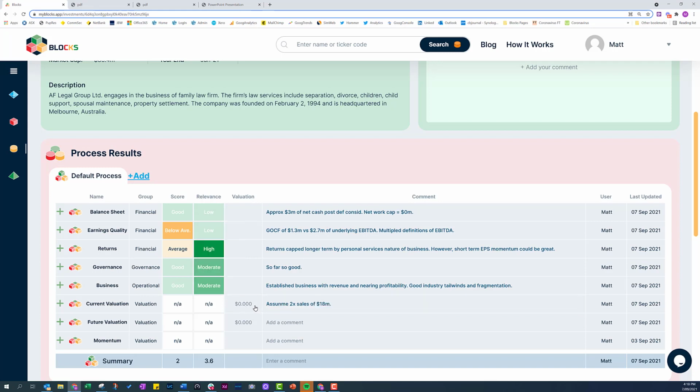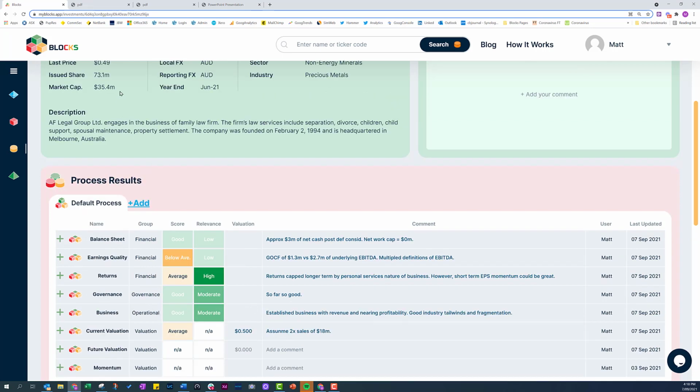That would equate to about 50 cents per share. And because we are currently at 49 cents current share price, that comes up as an average valuation rating in my system. Anything that's within 20% of the share price is regarded as average.